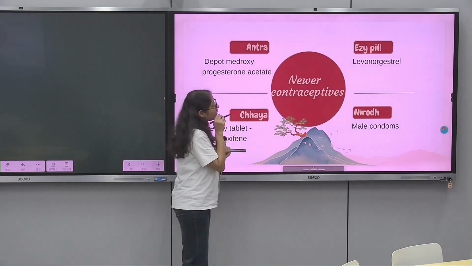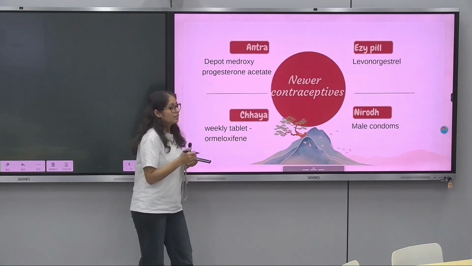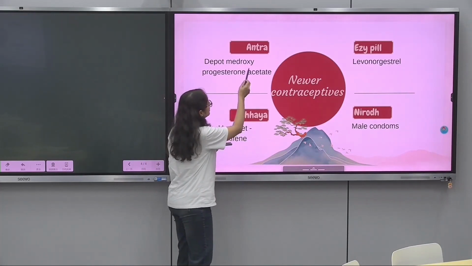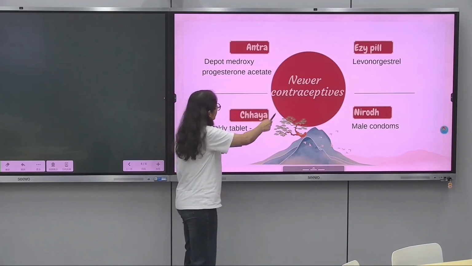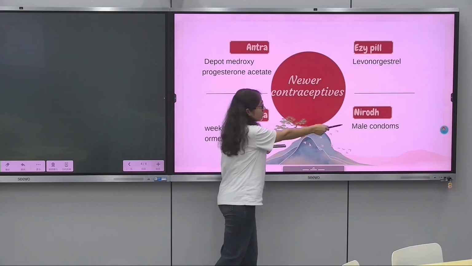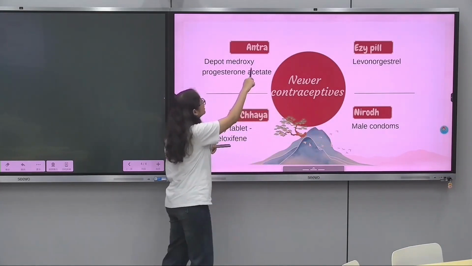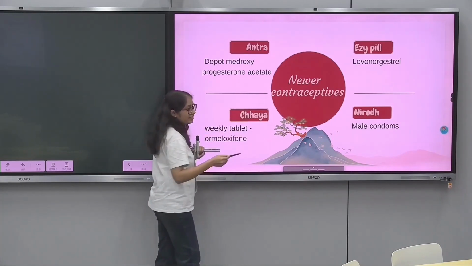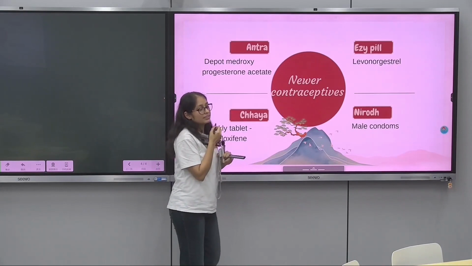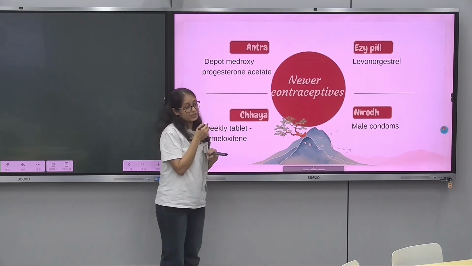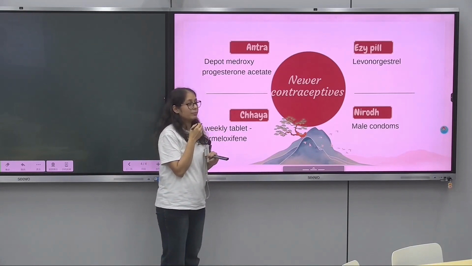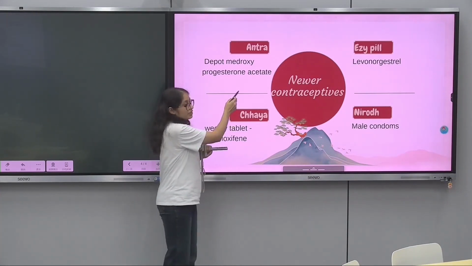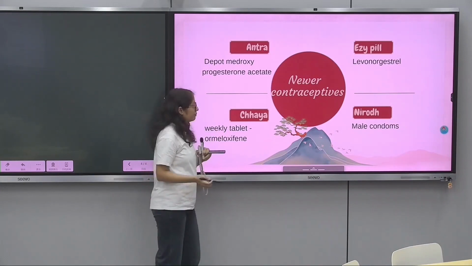Next are the newer contraceptive methods. In India, the newer contraceptive methods are named Antara, Easy Pills, Chaya, and Nirod. Nirod is male condom promotion, and Antara is depot medroxyprogesterone acetate. These are IM injections that will be given to the female for 3 months. After every 3 months, they will give this kind of injection to prevent conception.